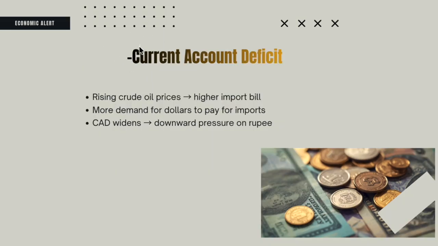Current account deficit. To understand what is a current account deficit, let us first define what is included in the current account. So current account is equal to exports of goods and services minus imports of goods and services. So whenever there is a deficit in the current account, it happens because our imports are greater than our exports.